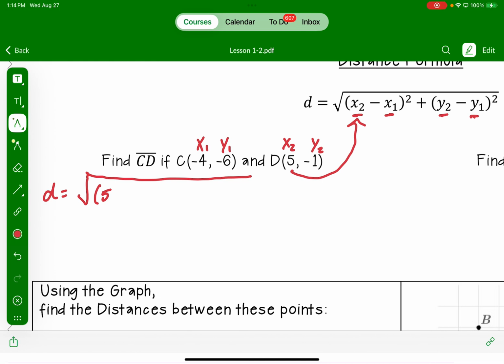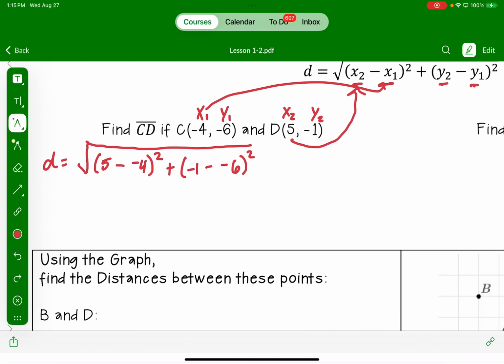All right. Then there's a minus sign. What goes next? Yeah, this negative 4 is going to go next. So we have 5 minus negative 4. Don't forget the square. Don't forget the plus. That's part of the formula. Then parentheses. Now we're going to do the y values. Negative 1 minus negative 6, squared. Whenever we have double negatives like this, or minus a negative, sometimes I like to put parentheses around them. You don't have to do that, but for some people it's more organized.